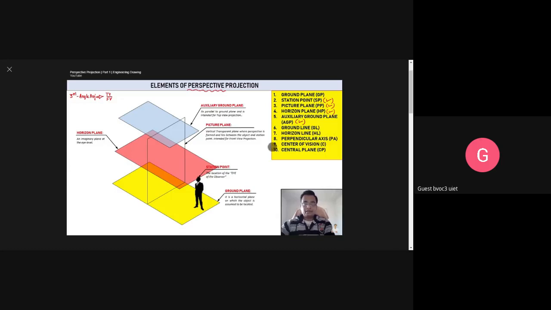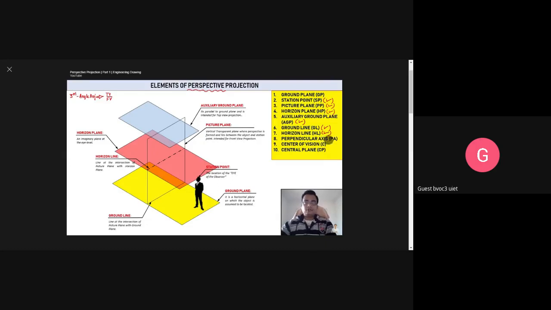We've got the ground line. This is the ground line. The intersection of the picture plane with the ground plane will give you the ground line. Line of intersection of picture plane with ground plane. Done. So next up is the horizon line. Let me just show you. The intersection of the picture plane with this pink colored plane, that is the horizon plane, gives the horizon line. Absolutely simple. Not the ground line, but the horizon line.